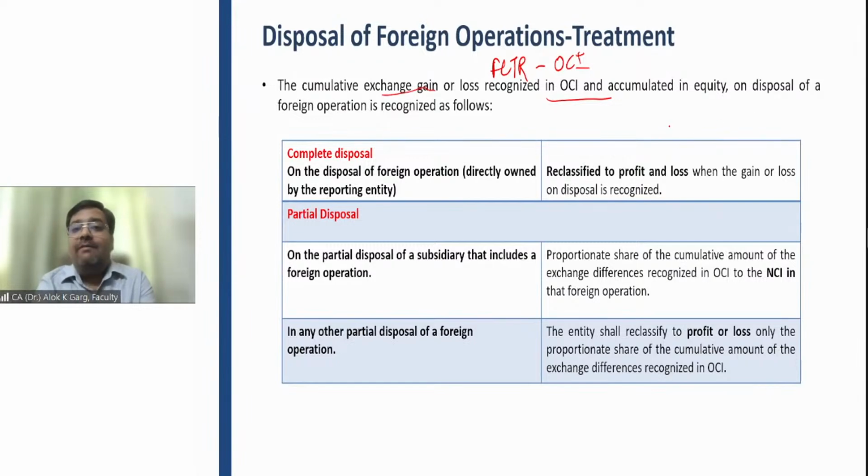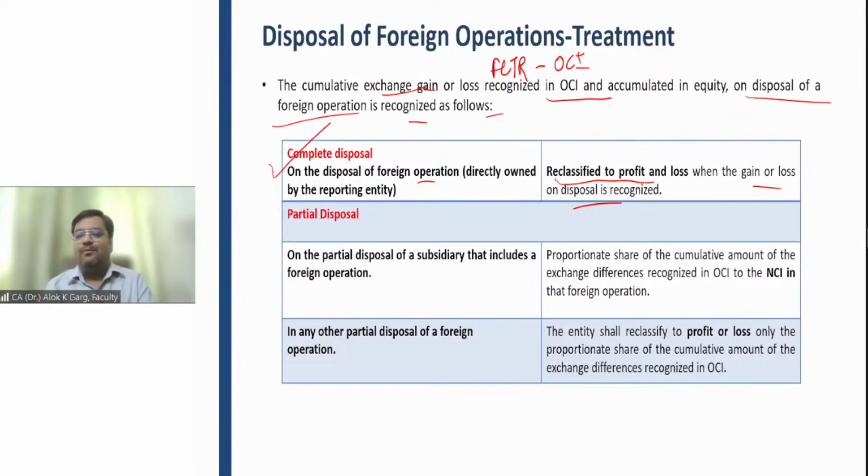So the cumulative FCTR recognized in OCI on disposal of a foreign operation is recognized as follows. You have the FCTR, and when you have completely disposed of a foreign operation directly owned by the reporting entity, whatever FCTR is there has to be reclassified to profit or loss when the gain or loss on disposal is recognized. Is that clear?